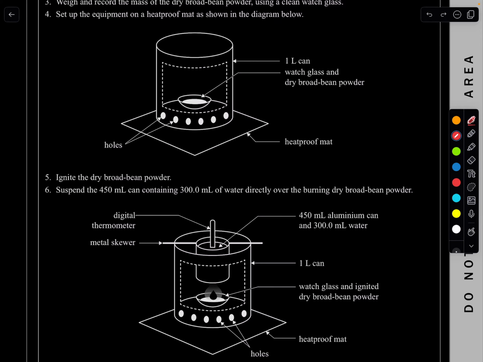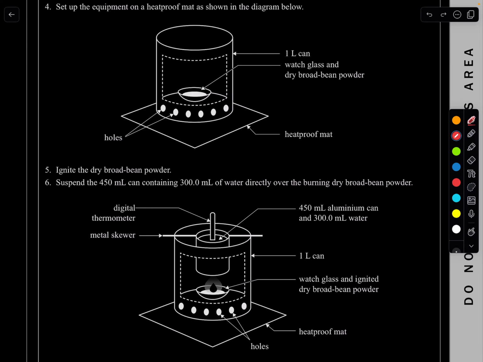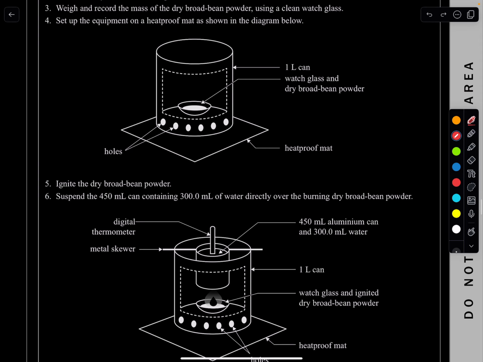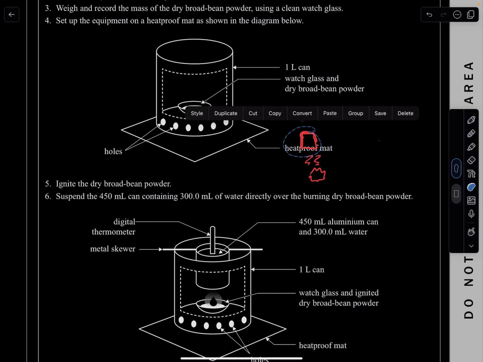Ignite the dry broad bean powder and suspend the can containing 300 milliliters of water directly over the burning powder. Wouldn't you normally flip these around? Let's say you have a can here, and you start burning the fuel. Some of the heat would already be gone by the time you put the container in there. That's what they've done: they ignited the dry broad bean powder before even putting the can in place.